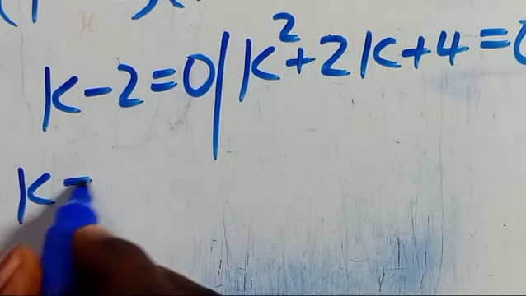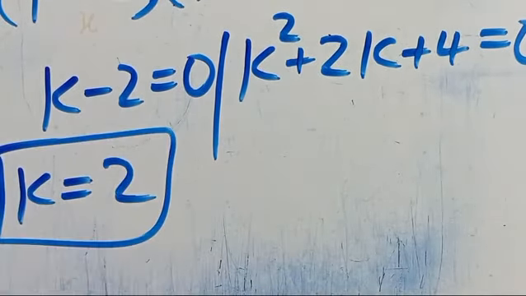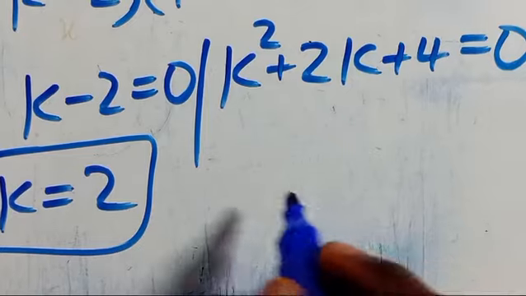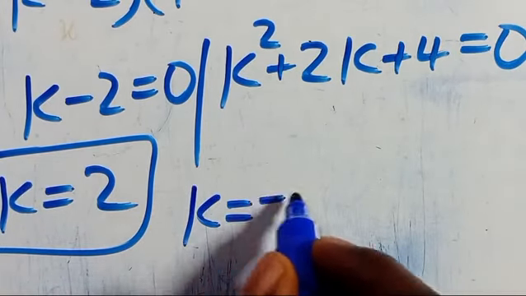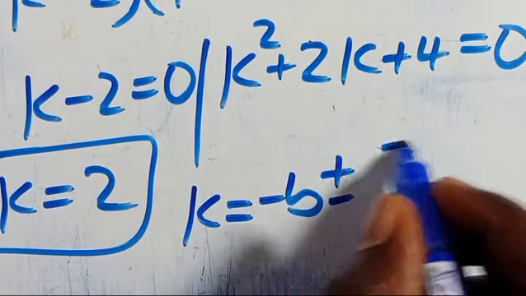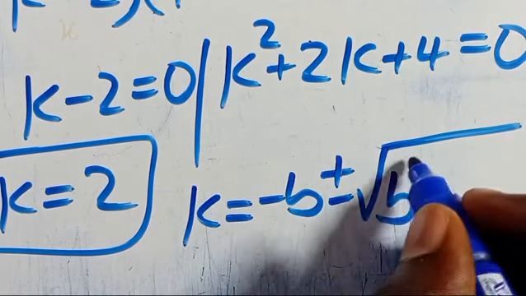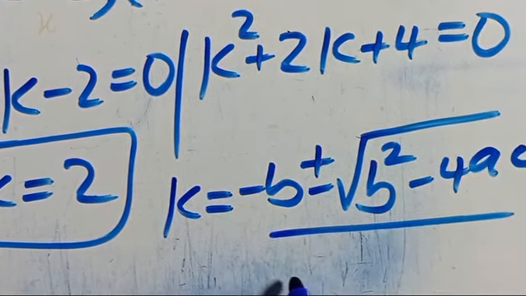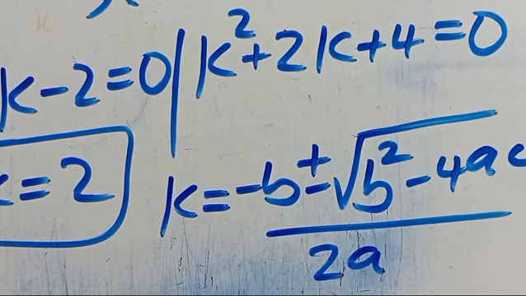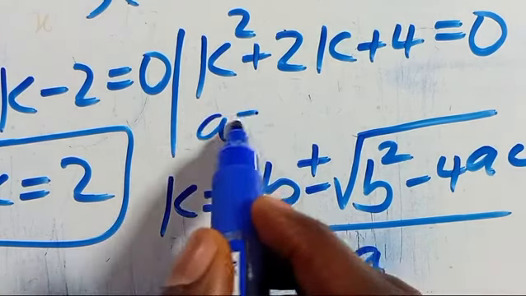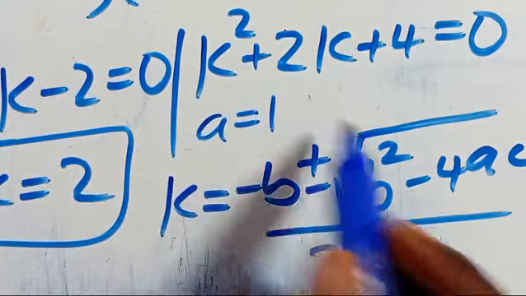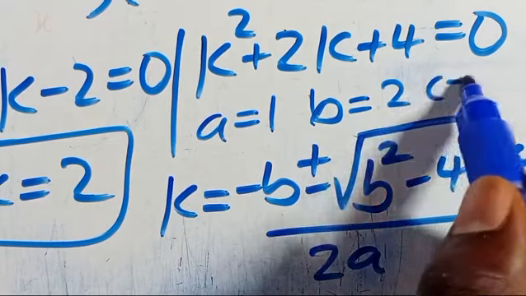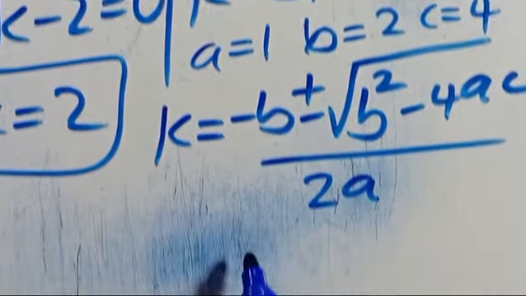From here, k will be equal to 2. This justifies the previous solution. This, you can also have it as k equals minus b positive or negative root of b square minus 4ac, divided by 2a, where we have a equals the coefficient of k squared, 1, b equals 2, and c equals 4.